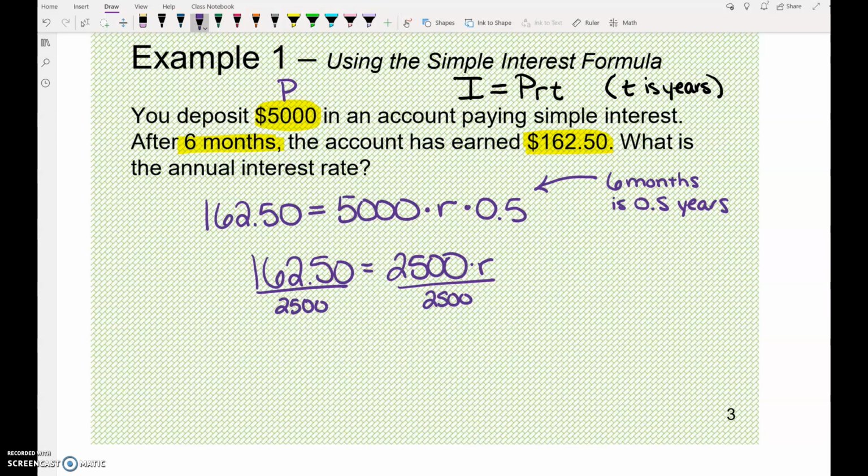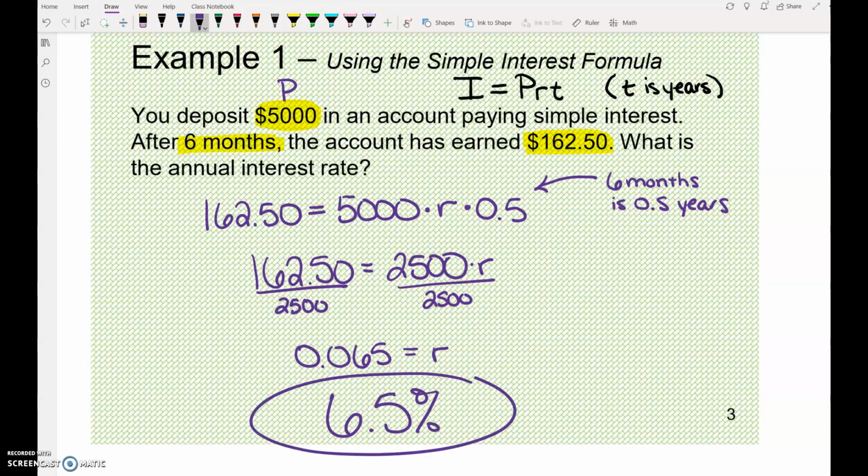Grab a calculator. If you leave your answer like this, it will be counted incorrect. The answer is not 0.065. What does 0.065 mean? 6.5%. The interest rate was 6.5%.